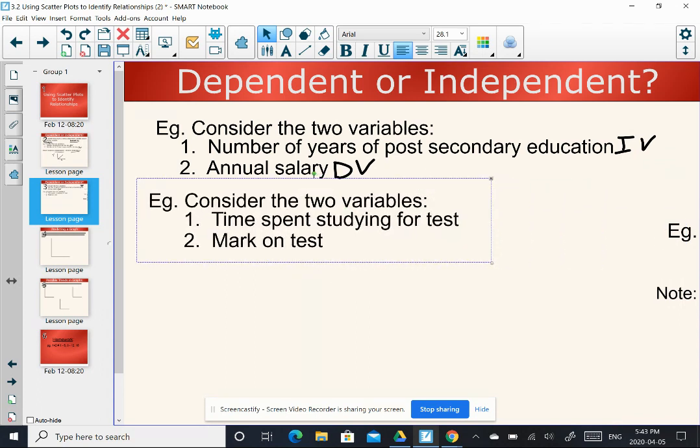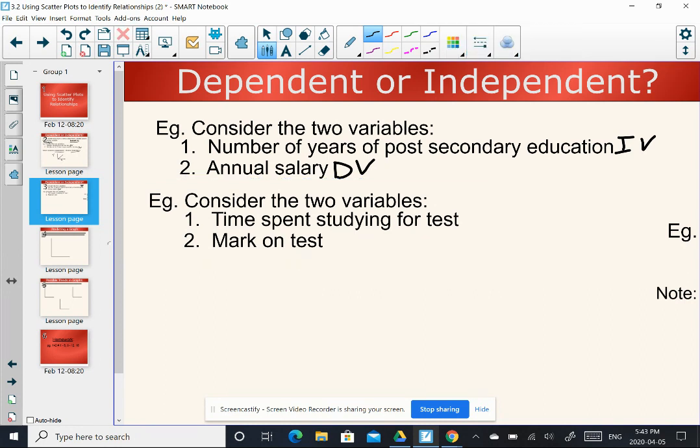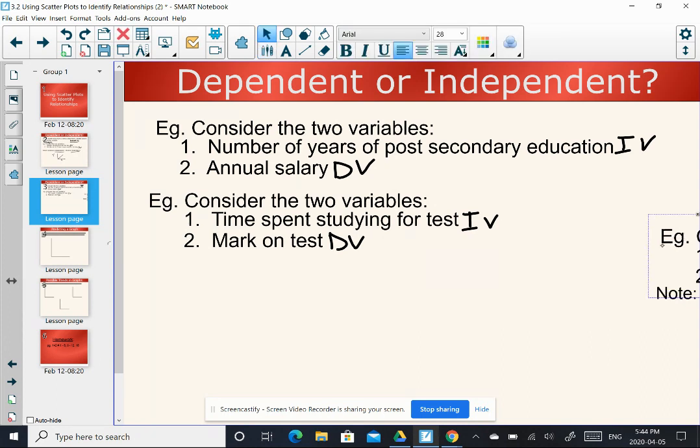Let's do another example. Consider these two variables: time spent studying for a test and your mark on said test. The thing that you're changing, the independent variable, is the time studying. The mark on the test is the thing that you are measuring. So, again, conventional wisdom would say that more time spent studying will result in a greater mark. Some people fool themselves into thinking that's not the case, but generally that is the case.